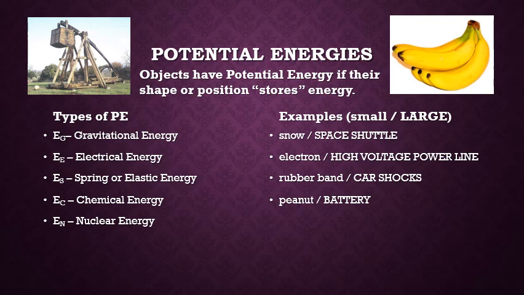The last kind of potential energy we're going to talk about is EN, or nuclear energy. And this has to do with energy stored in the nucleus of an atom. So bananas actually have a bit more nuclear energy than other foods because of the potassium inside them. But all things have some nuclear energy because all atoms have a nucleus. Nuclear reactors have a great deal more nuclear energy than other things.